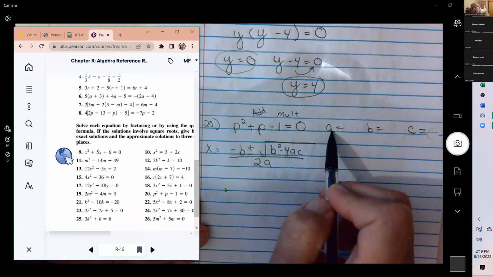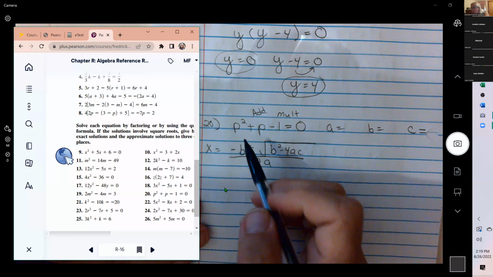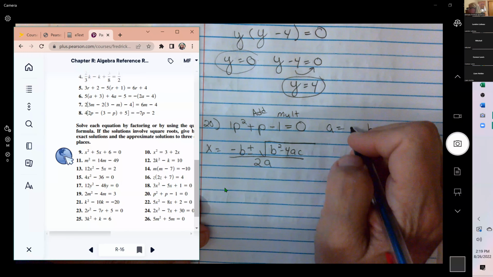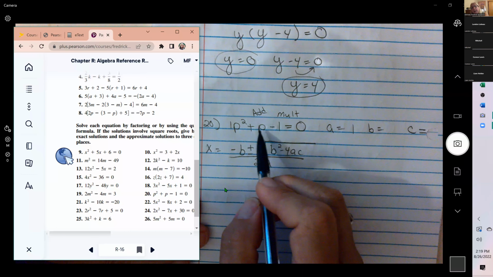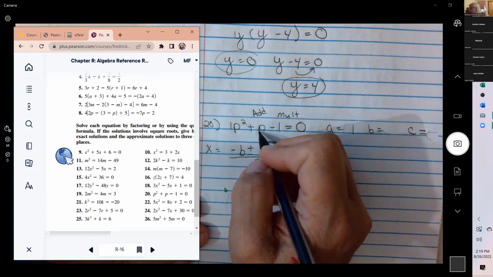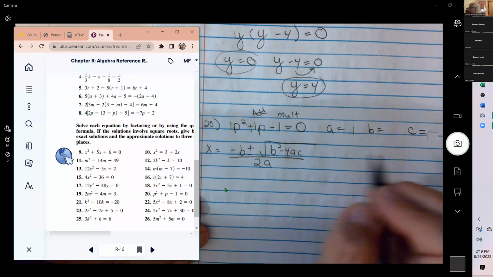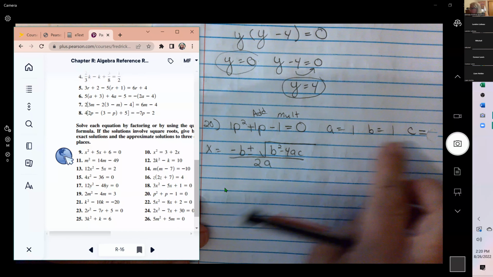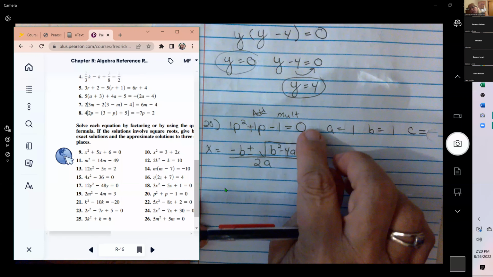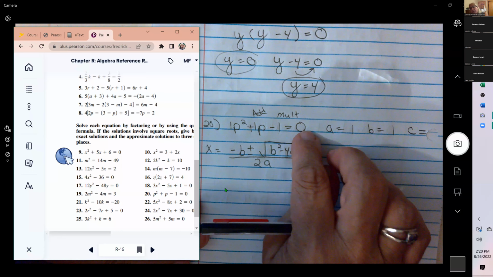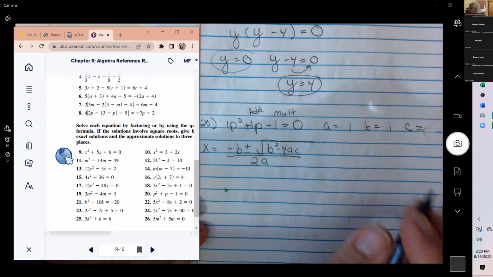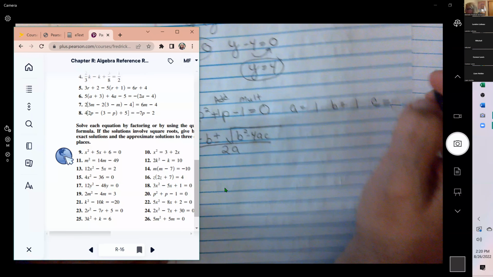So A is the value in front of your squared term. Remember, when there's no number, it's a 1. So A would be 1. B is in front of the x to the first, in this case, p to the first. So it would also be 1. And C is the constant. It's a -1. But always remember, you have to have it set equal to 0. So if there's values over here, you need to bring them over first. So C would be a -1.